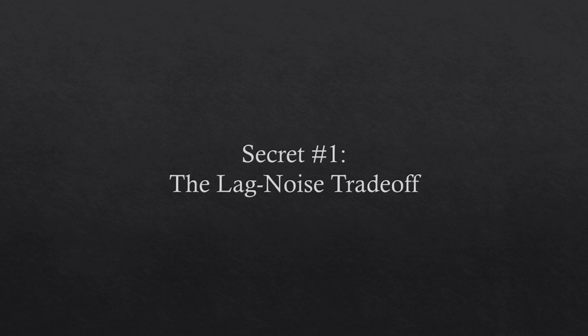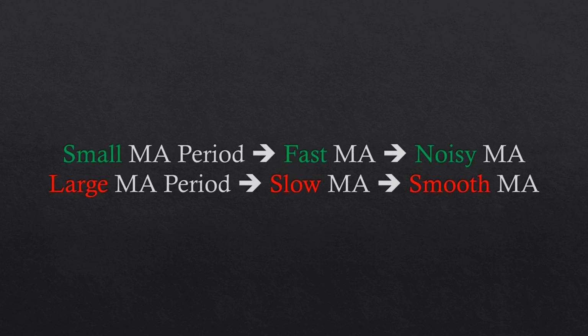Secret number 1, the lag noise trade-off. If you ever traded using moving averages, you must have noticed that some moving averages respond quickly to price changes, and others are slow and take a while to respond when price changes direction. This is of course related to the MA period. The smaller the period, the quicker the moving average responds to changes in price action. By the same token, the larger the period, the slower the moving average response is, meaning that the larger the period, the more lag a moving average has.